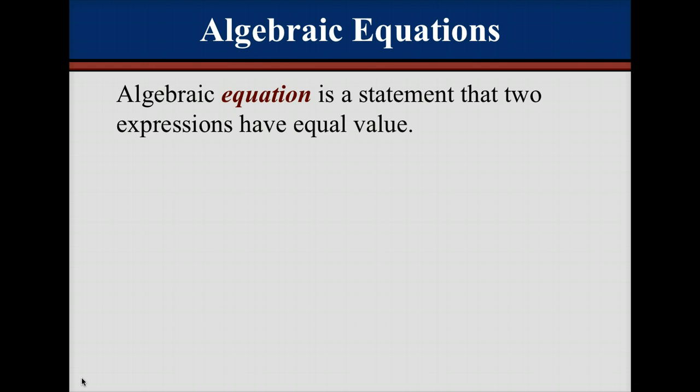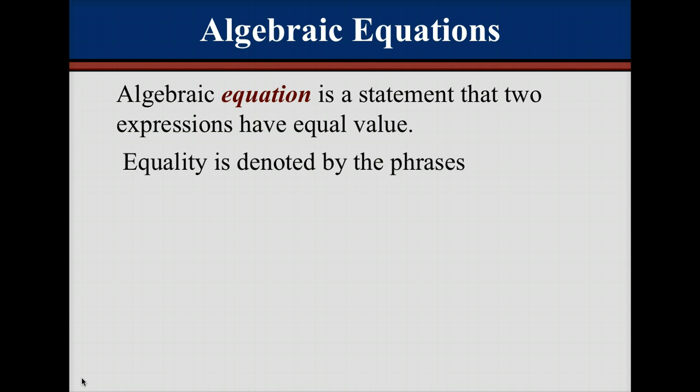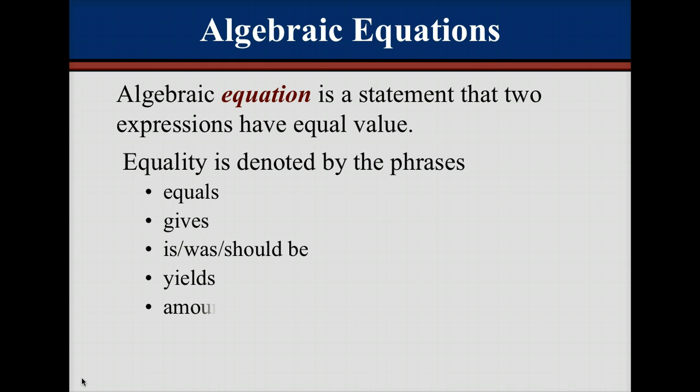So an algebraic equation is a statement that two expressions have equal value. Equality is denoted by the following phrases: equals, gives, is, was, should be, yields, amounts to, represents, and is the same as. So if you see these types of words in a word phrase, then you know that it would be translated as an equality sign for your equation.